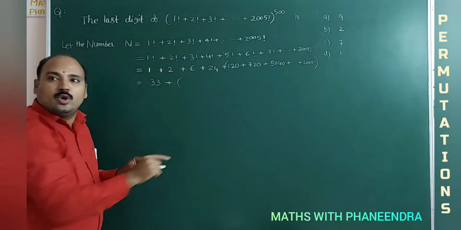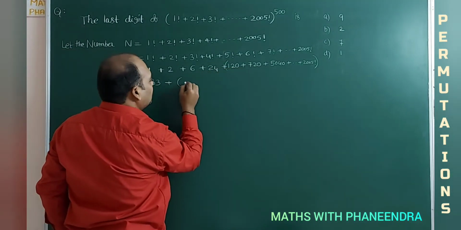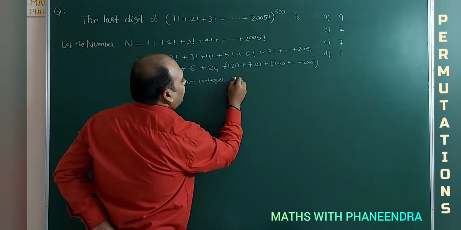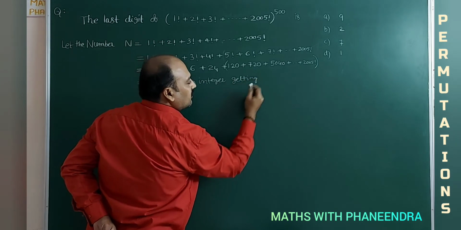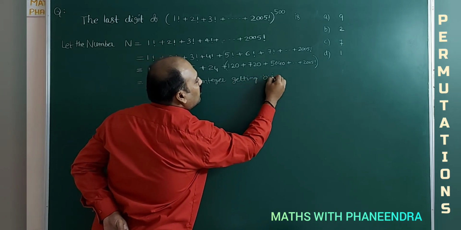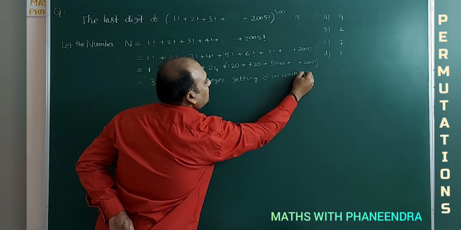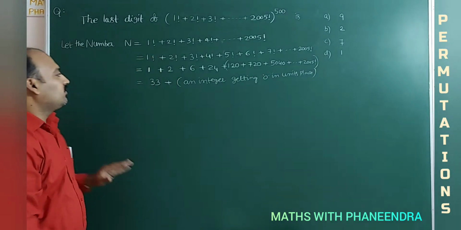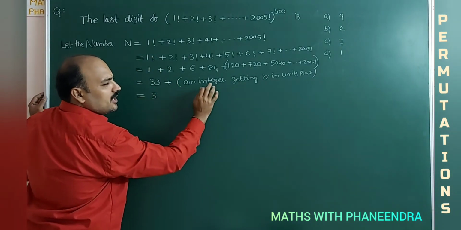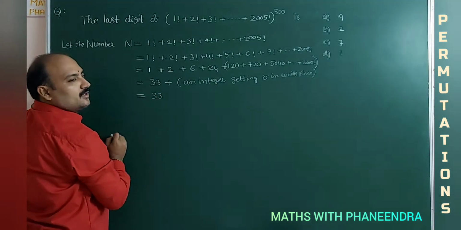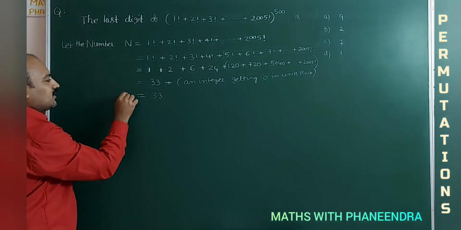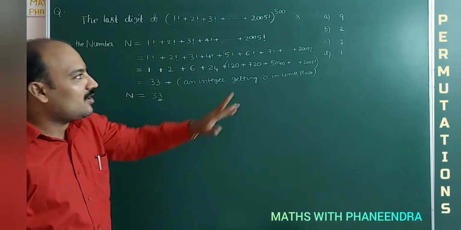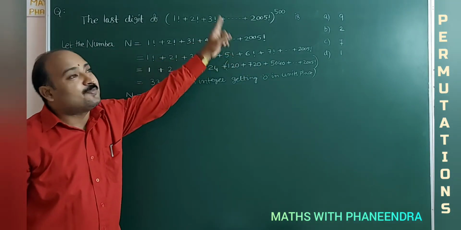Plus, here you have to mention that an integer getting 0 in the units place. Whenever you are getting 0 in the units place, you can neglect it. So ultimately the remaining value is 33. In this number 33, what is the unit place? The last digit is 3. But 3 is not the right answer. They are asking 3 power 500.